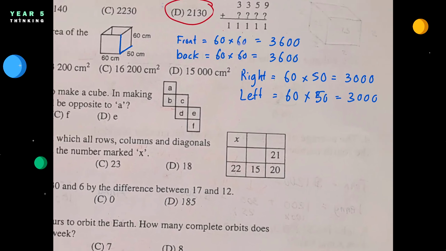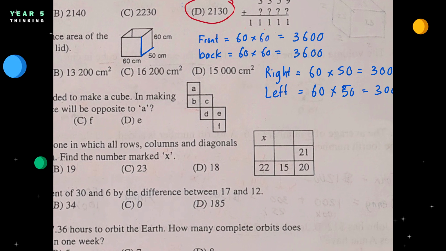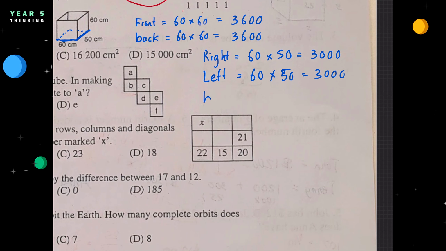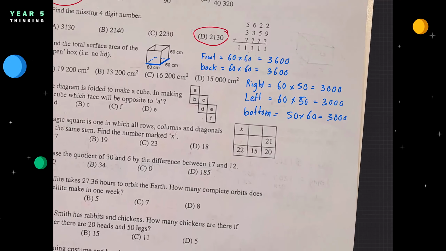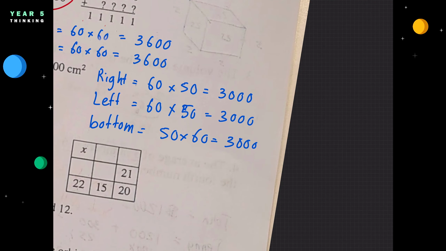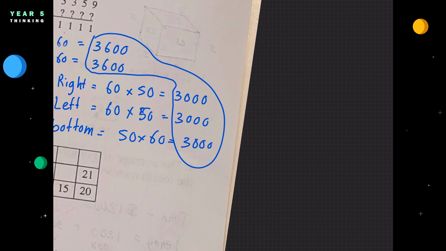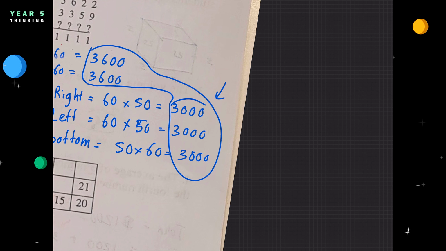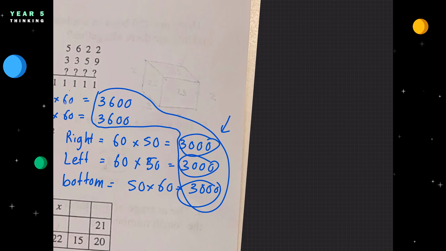Now the bottom face. You can see in here, it's made up of 50 and 60. So the bottom face equals 50 times 60, and that's again 3,000. So now to find the total surface area, we add all of these numbers up. So 3,000, there's 3 lots of them. 1, 2, 3. We times it by 3, we get 9,000.